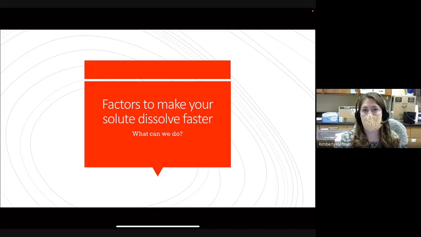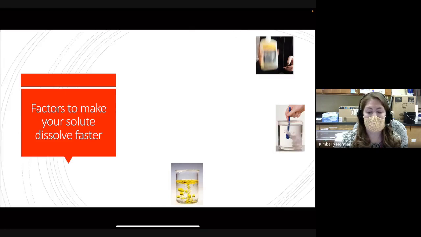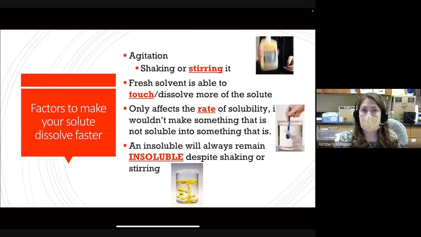As we continue moving through solutions, we're going to look at three ways to make our solute dissolve faster in our solvent. So what can we do physically to make this happen? Well, the first thing is that we can agitate it. No, not make it upset and angry, but shake it and stir it.